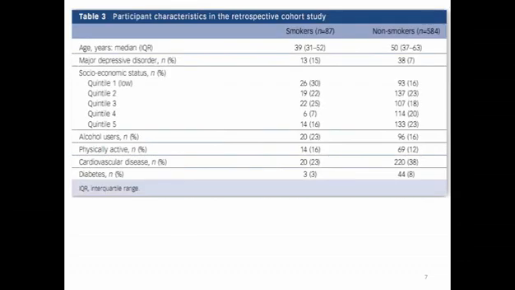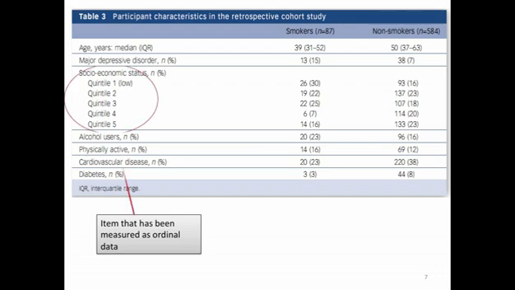Now look at this table. This is an exercise to test our skills of classifying data. From the table shown here, identify the item that has been measured as ordinal data. Socioeconomic status has been quantified in quintiles. There is an order progressing from lower status to higher status, but it is not continuous data.